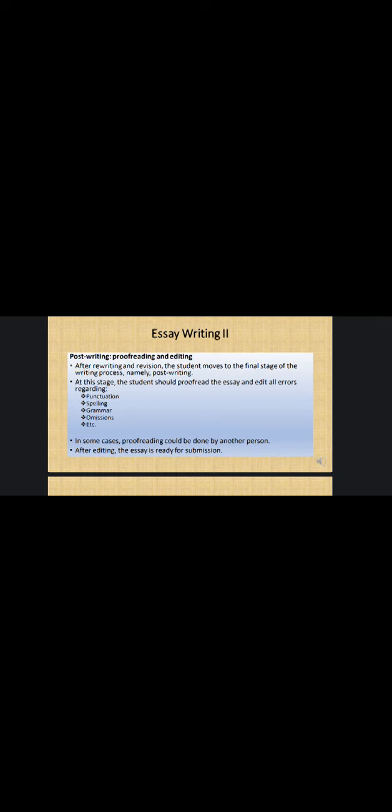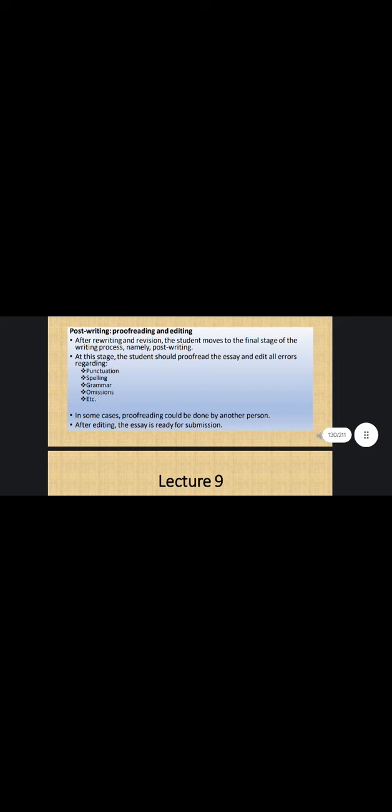So the final stage is proofreading and editing. After rewriting and revision, students should move to the final stage of the essay writing process, namely post-writing. At this stage, students should proofread the essay and edit all errors regarding punctuation, spelling, grammar, omissions and so on. That's why I said it's likely for them to bring a question like this. Then you identify the punctuation, the spelling mistakes, the grammar, and then the errors.